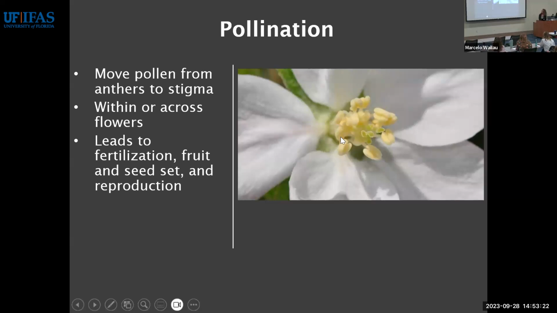So lots of animals can move pollen, but some are more effective than others, which we'll talk briefly about. It's also important to note that wind and water and even agitation and gravity can do this. And for most plants, it's kind of a combination. They're going to get some pollination from animals, some from wind, some from agitation. And there might be many different animals that can pollinate.